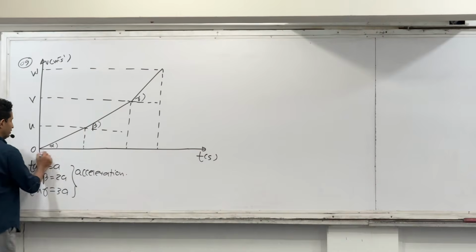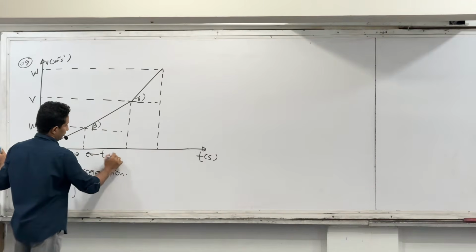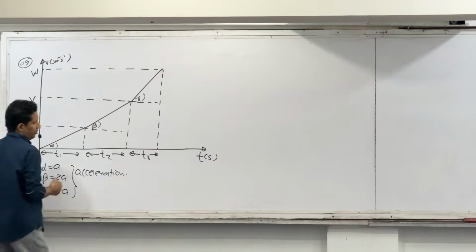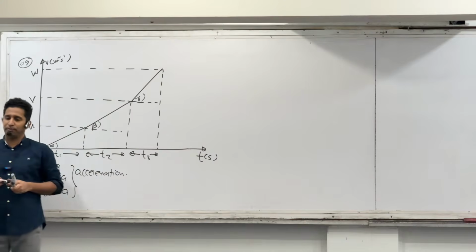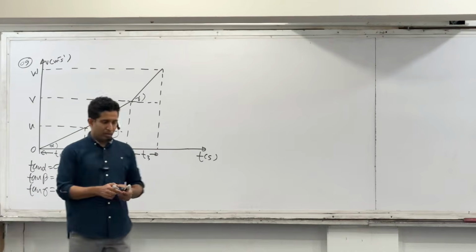Right? Take this time as t1, and this time as t2, and this time t3. Now we should find what is t1, t2, t3. Anyone of you got that final answer? Got. Okay, let's see.